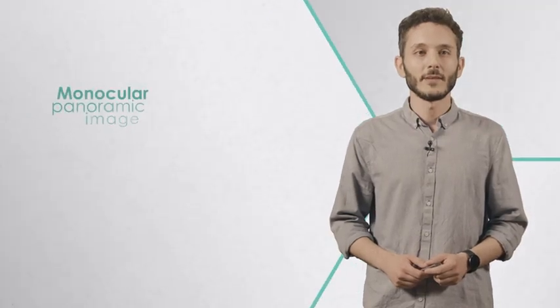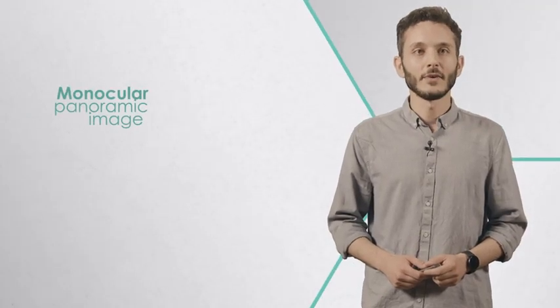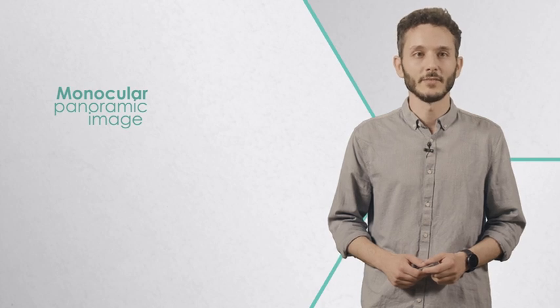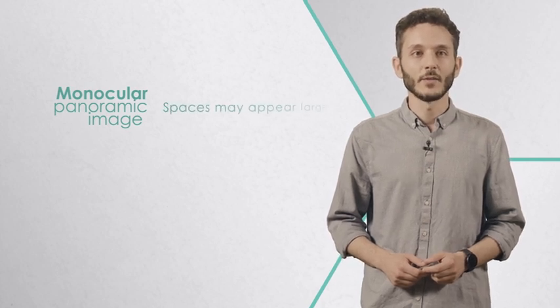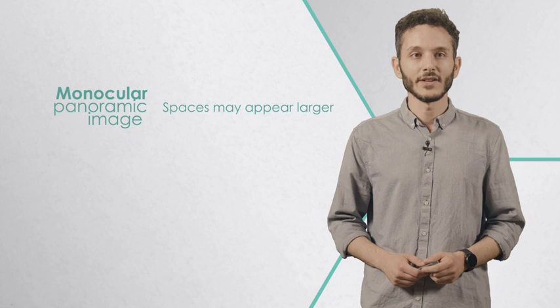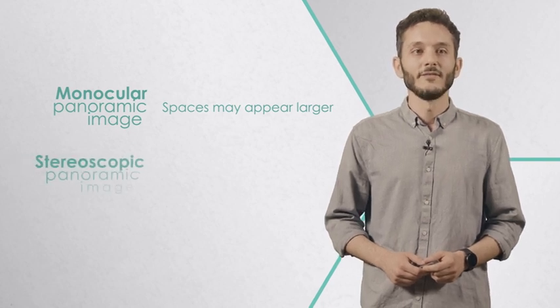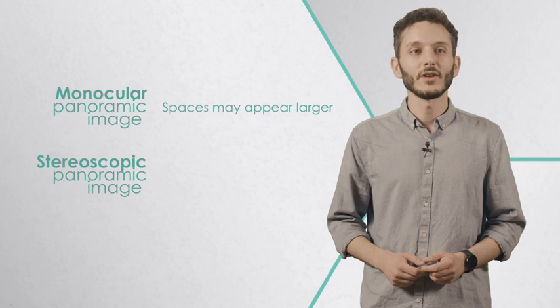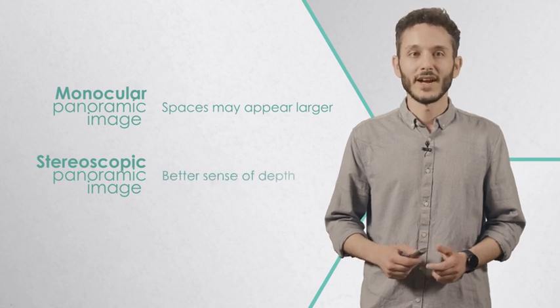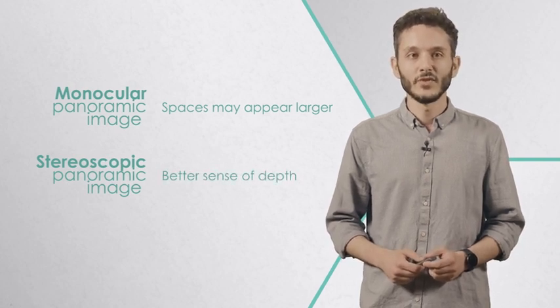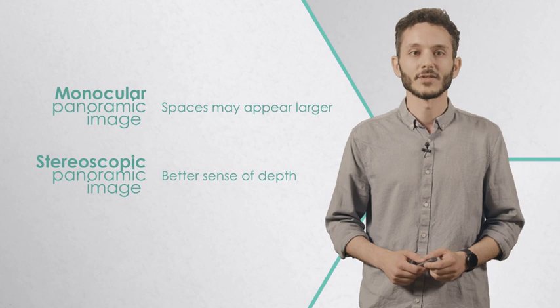Viewing a monocular panoramic image through a headset capable of tracking head rotations enhances immersion in the represented environment. However, space observed in this way may appear larger than normal due to the lack of stereoscopy. In contrast, viewing a stereoscopic panoramic image not only increases immersion, but also provides a better sense of depth and improved perception of the distance and size of surrounding objects.